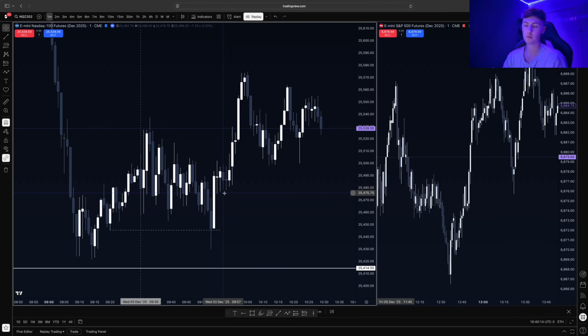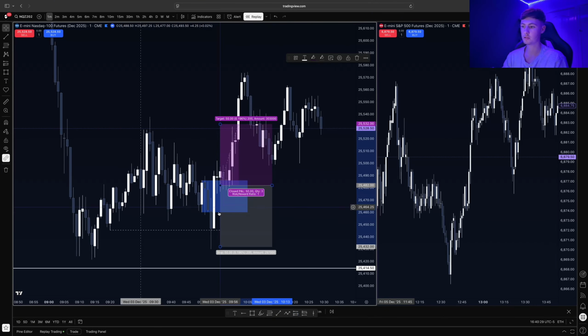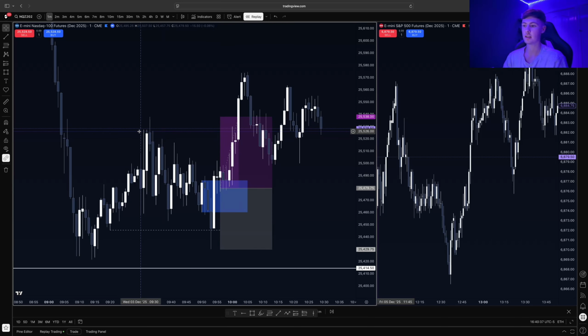Now all we're waiting for is the retrace into the fair value gap or the breaker if we get a breaker. So price actually creates a breaker in this example, which is why I went long inside of the breaker instead of the fair value gap. So took a long on the retrace into the breaker, stops were at the low, and we're simply targeting this buy side liquidity, which is the opposing side of the range.